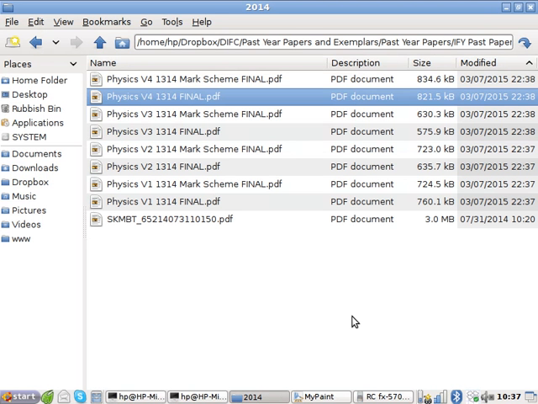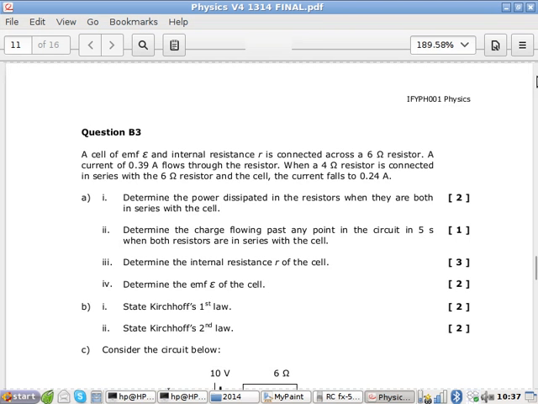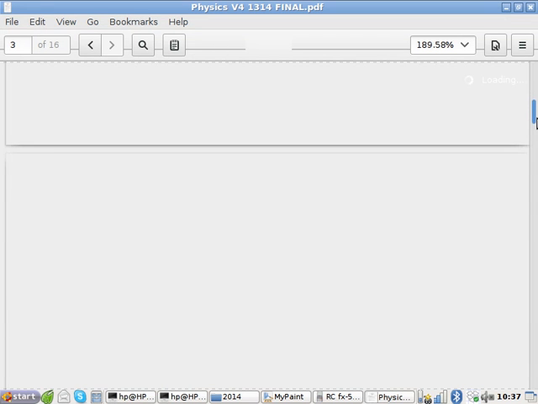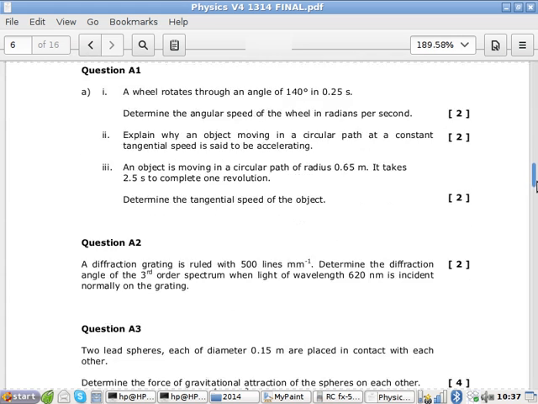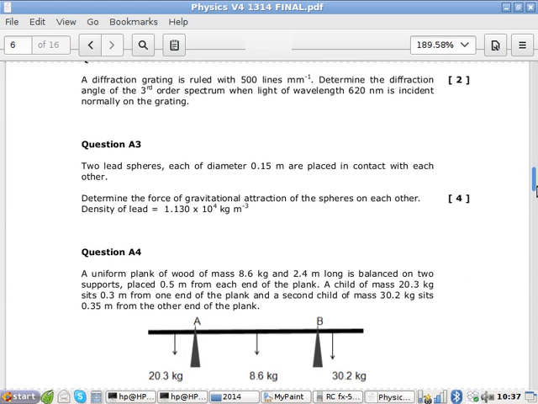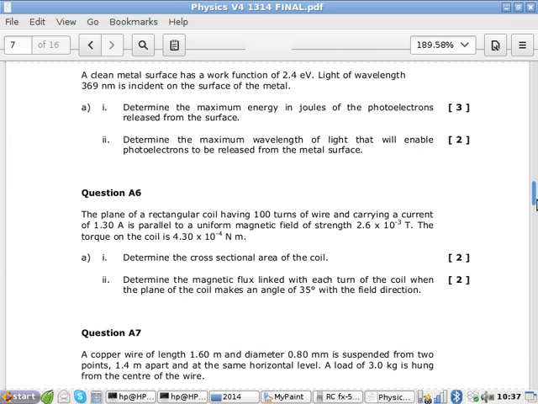Mechanics, waves, fields, but not what we've done yet. Mechanics, waves. Here we go. Here's another fields one. A plane of a rectangular coil having 100 turns of wire carries a current of 1.3 amps, and this is parallel to a magnetic field of strength 2.6 times 10 to the minus 3 Tesla. The torque on the coil is that. What is the cross-sectional area?